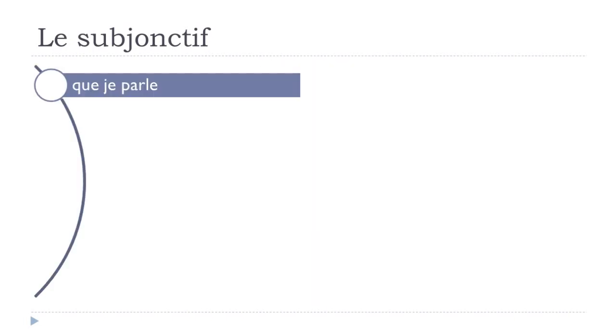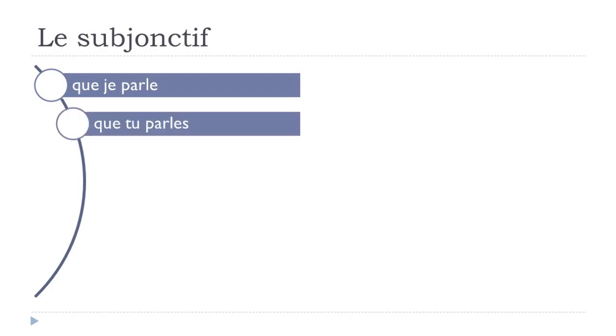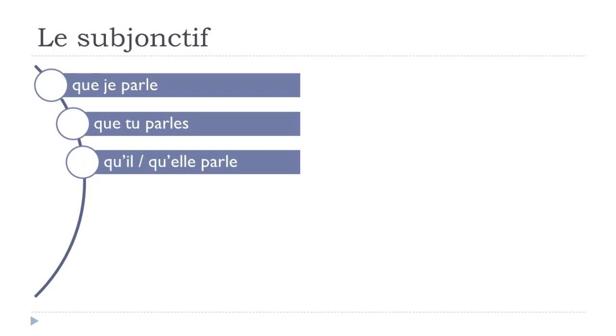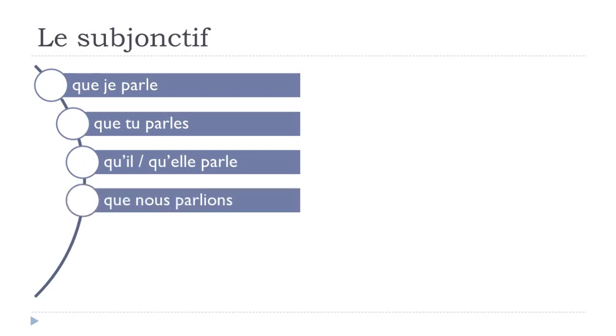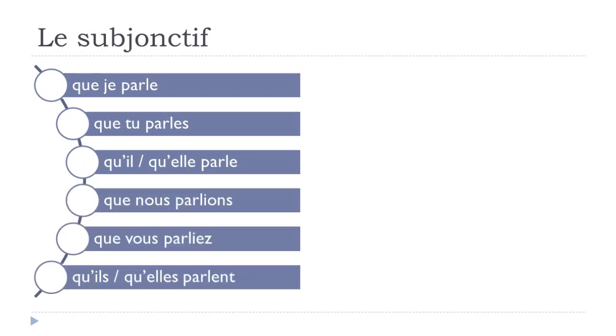And you will see that it's quite easy because we get que je parle, que tu parles, qu'il parle, qu'elle parle, que nous parlions, que vous parliez, qu'ils parlent, qu'elles parlent. All right, this is the subjunctive.